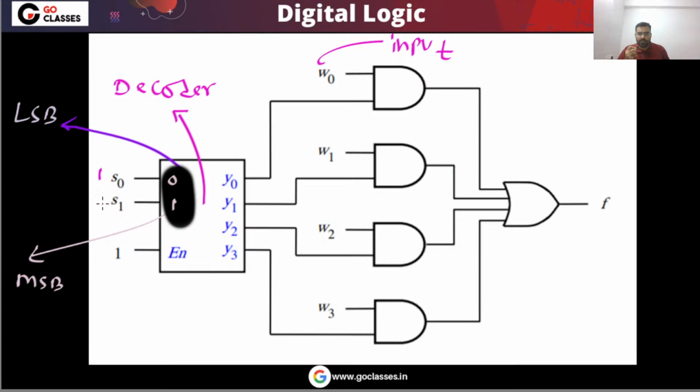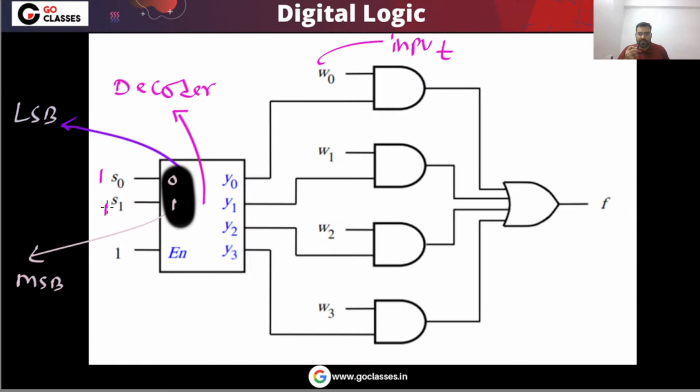Next, if you take S1, S0 as 1, 0, now in this situation what will happen? This will become 1 and these will become 0, 0, 0. In this situation this will become W2 and these are 0, 0, 0. So here F will become W2.